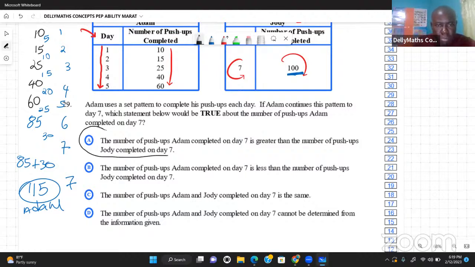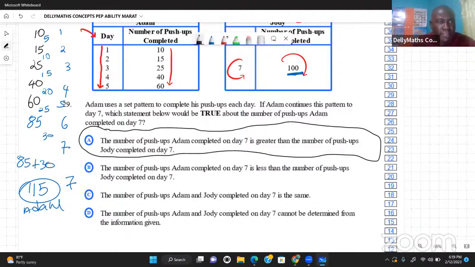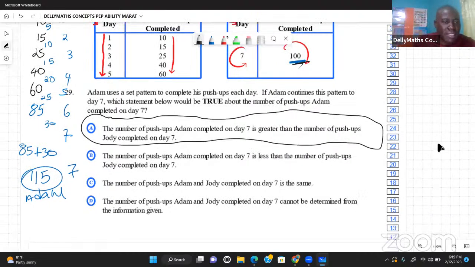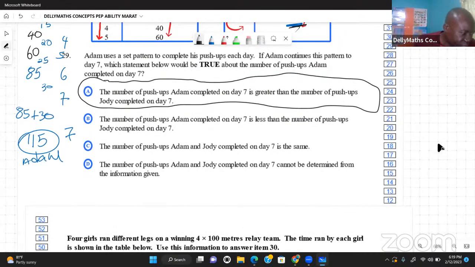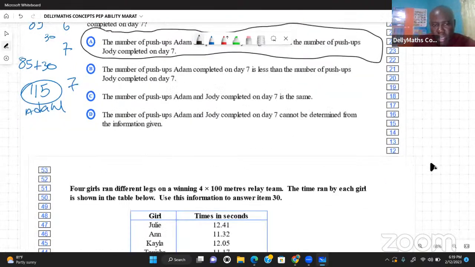Yes, Adam had more. Adam on day 7 would have, based on what's going on there, 115, which is more. So I don't have to read any other push-up because we actually would have that answer there. So the answer is A. All right, so double check yours, make sure.